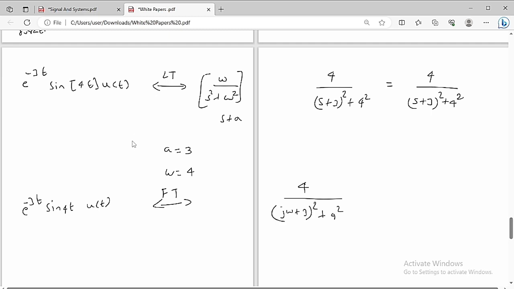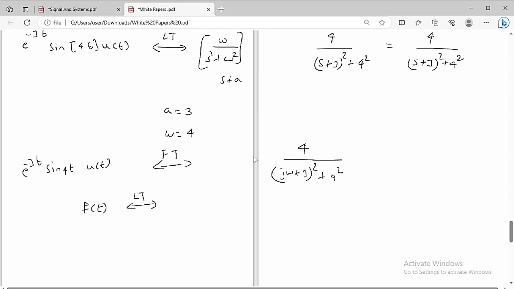Now what I will do is replace t by t plus 1. I already told you that for f of t, the Laplace transform is f of s. Then for f of t minus a, the Laplace transform is e to the power of minus as into f of s. So here a is equal to minus 1.